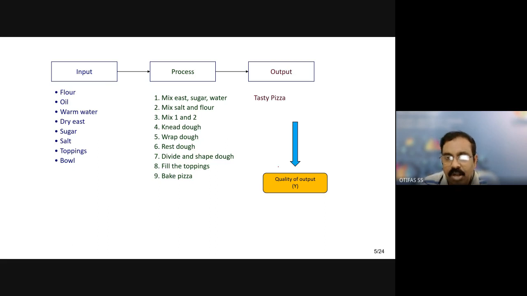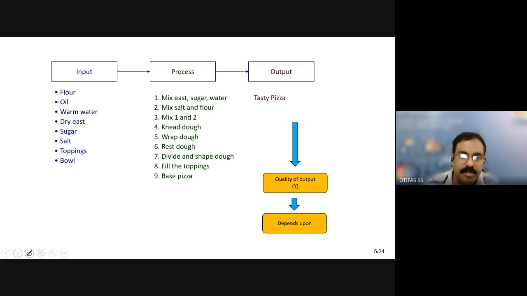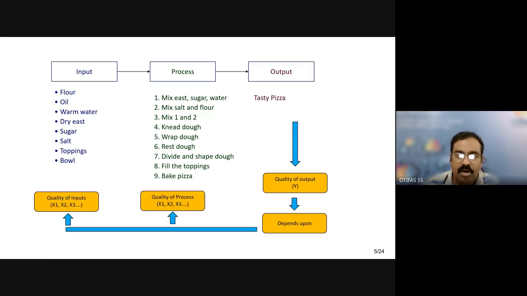The quality of output, we denote it as Y. Output is denoted as Y. Y depends upon. Now, what are the words for Y? Depends upon. What depends upon? The quality of inputs and the quality of process. If you understand this, you can solve all the problems in your processes.